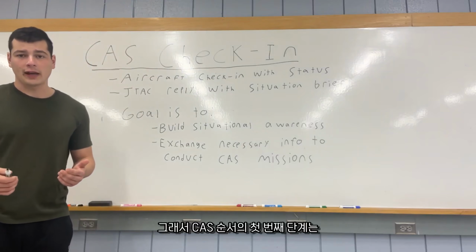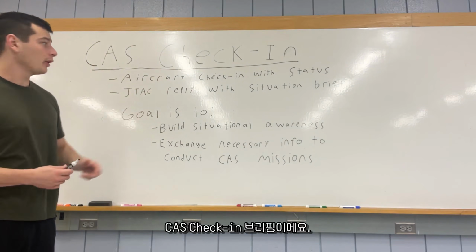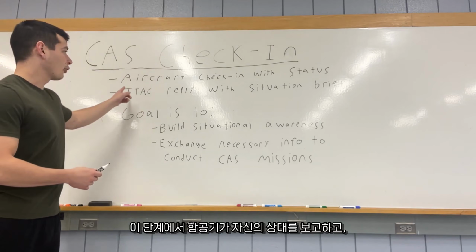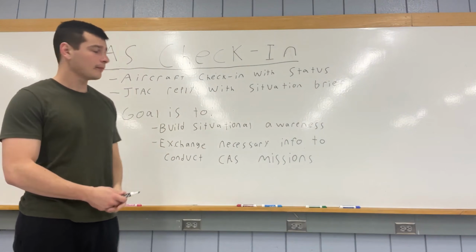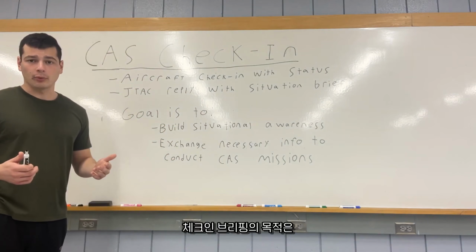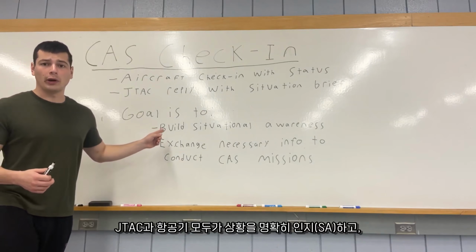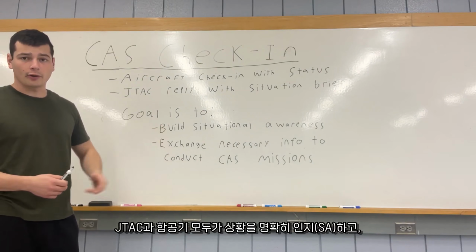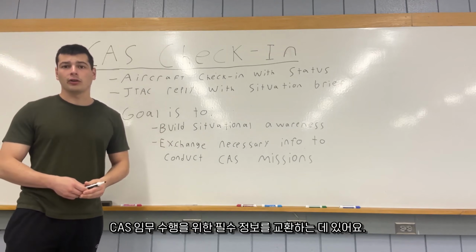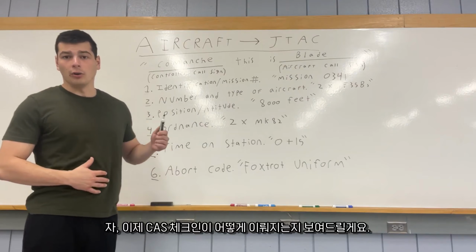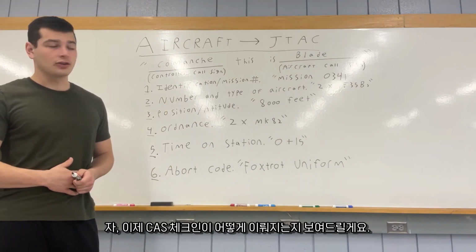So, the first step in your CAS sequence is the CAS check-in brief. During this sequence, the aircraft checks in with their status, and the JTAC replies with the situation brief. The goal of the check-in brief is to build situational awareness, both for the JTAC and for the aircraft, and to exchange necessary information in order to conduct the close air support missions. So, this is what your CAS check-in looks like.